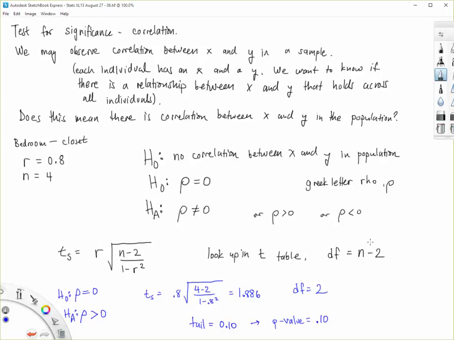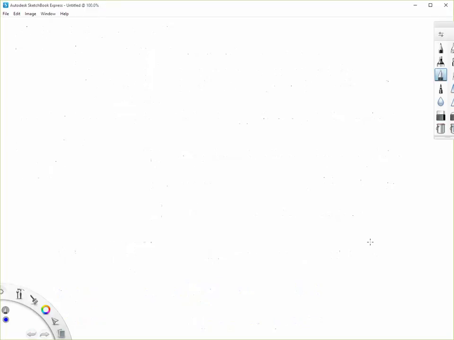Okay, and so what does this mean? Let's just talk a little bit more about our p-value equal to 10%. So we got p-value equal to 10%. All right, and so remember, our p-value is the probability of observing our data if the null hypothesis were true. Okay, so what was our data? Our data were 4 data points. We had 4 data points where the correlation was equal to 0.8.